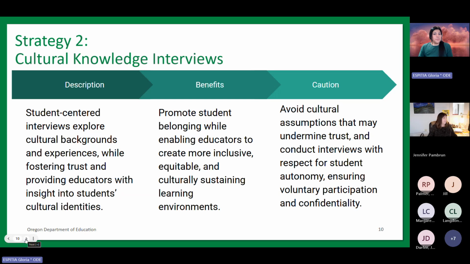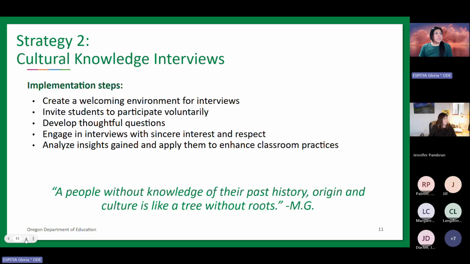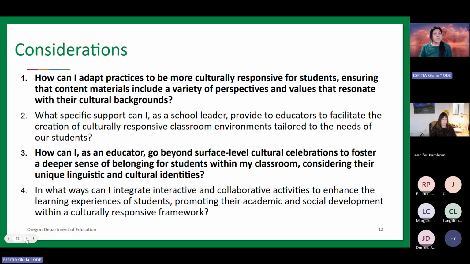I'll move us on, since I'm not seeing anybody else unmute. These are considerations for the strategies that I just shared, really thinking about culturally responsive practices and funds of knowledge, and the considerations that we want to have in our implementation.